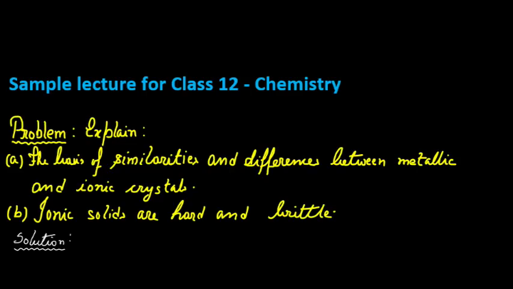So, the second part: ionic solids are hard and brittle. The constituent particles of ionic crystals are ions. These ions are held together in a three-dimensional arrangement by electrostatic force of attraction. Since the electrostatic force of attraction is very strong, the charged ions are held in fixed positions. This is the reason why ionic crystals are hard and brittle.